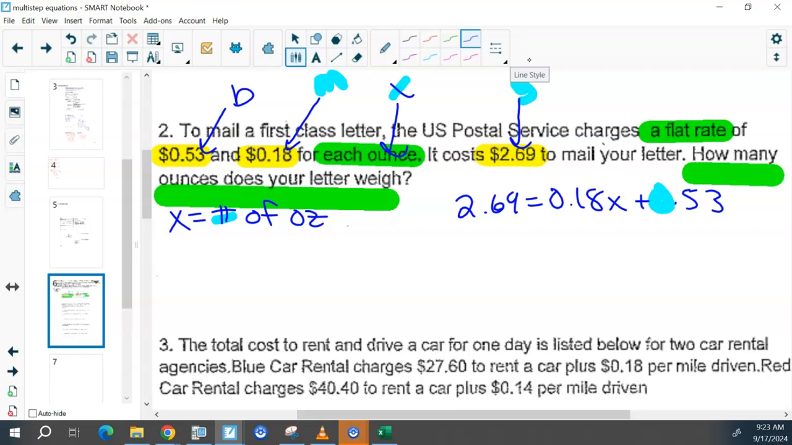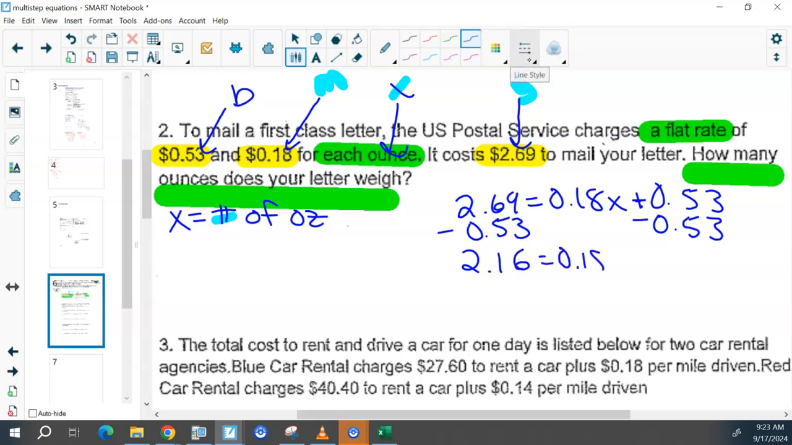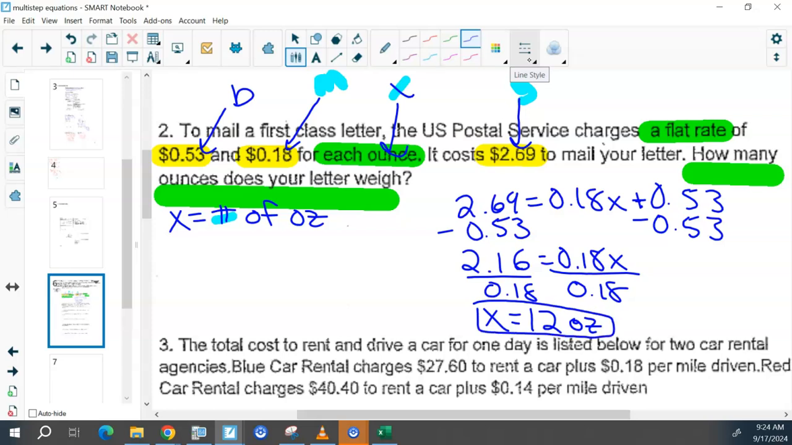How would we start solving this? Subtracting 0.53 from the total. And then divide. Go ahead and do that and tell me what you get for x. 2.16 divided by 0.18 was 12. But because these are word problems, we need labels. So 12 ounces. Correct.